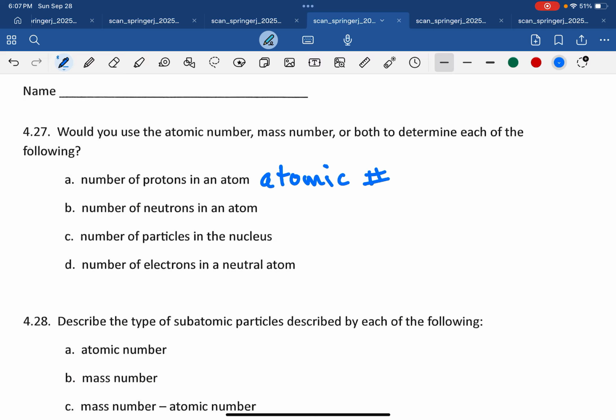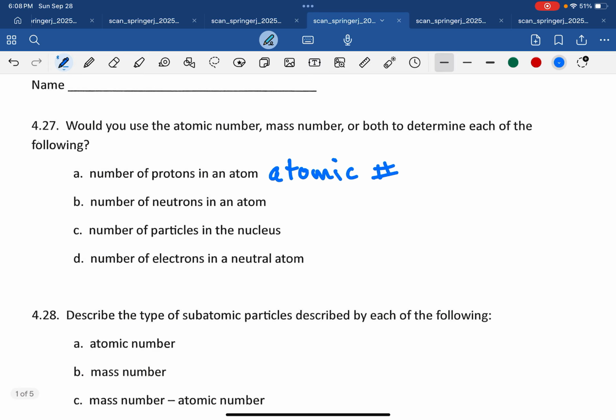And the number of neutrons in an atom, how are we going to get that? Well, remember that the atomic number is the number of protons, and the mass number is the protons plus the neutrons. So if we need to know the number of just neutrons, we take the mass number and subtract the atomic number. So we're going to need both.